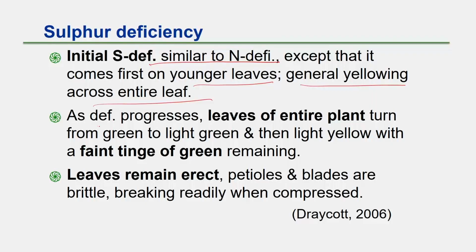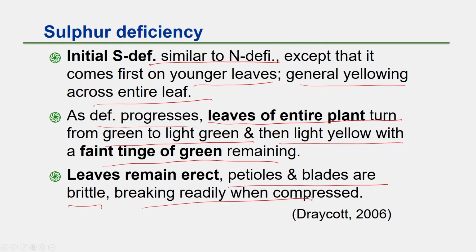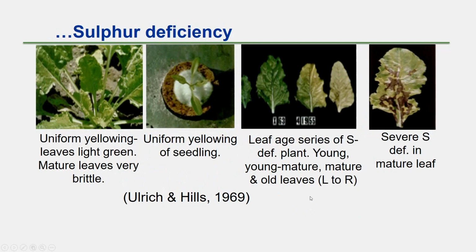As deficiency progresses in case of sulfur, leaves of the entire plant turn from green to light green and then light yellow with a faint tinge of green remaining. Leaves remain erect, and petioles and blades are brittle, breaking readily when compressed. Now you can see pictures of sulfur deficiency: uniform yellowing of younger leaves, light green, and mature leaves very brittle.